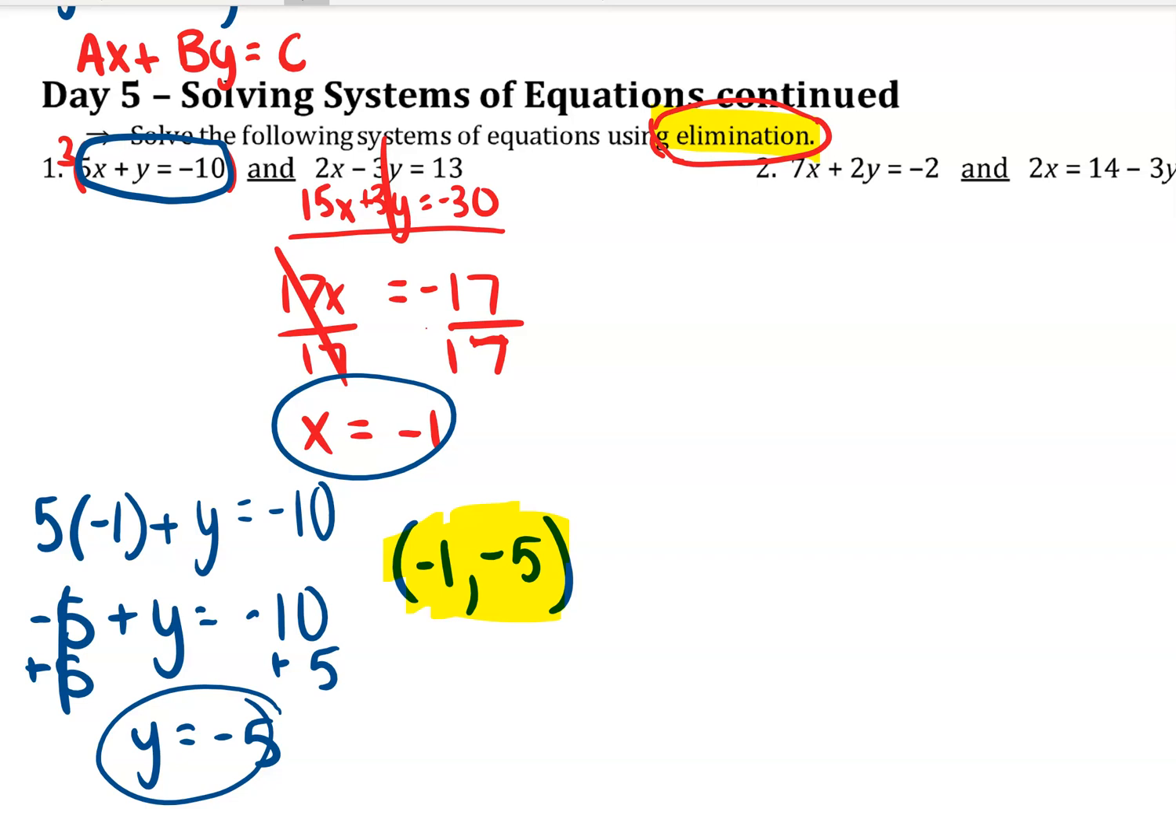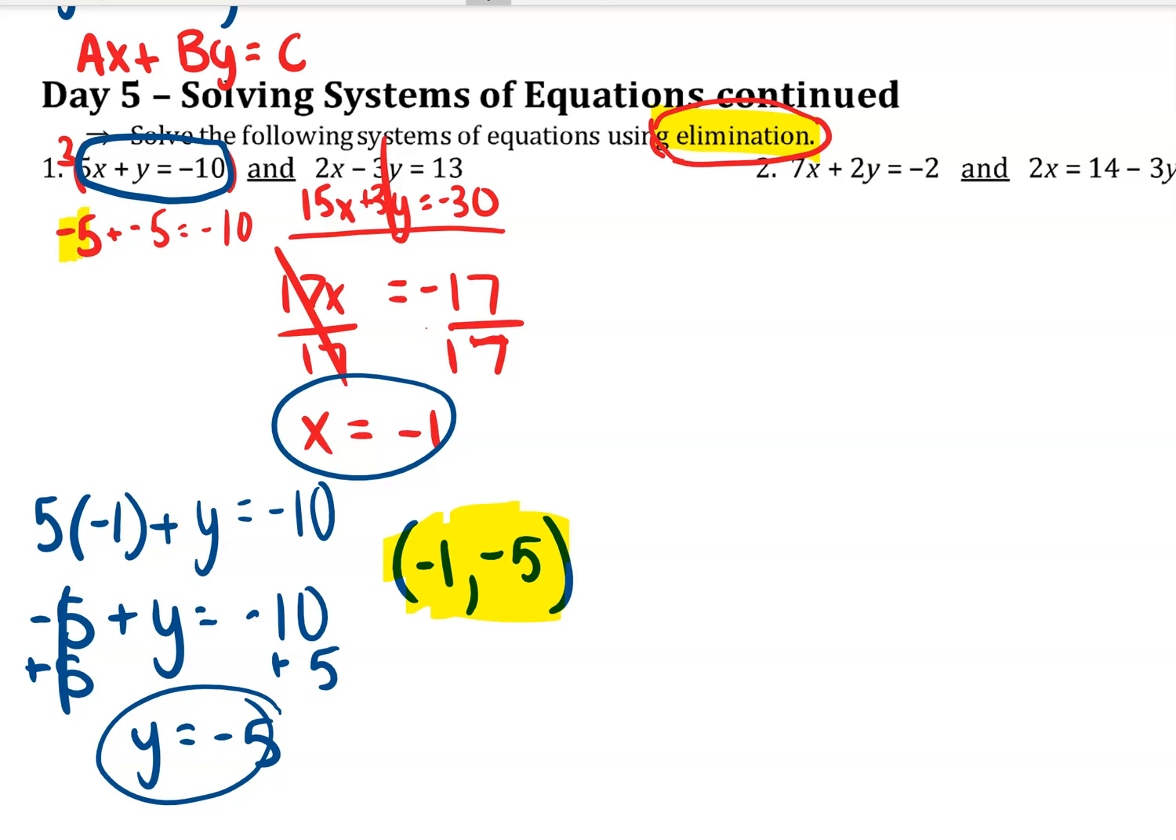But what I'm going to do is plug -1 in for the x. So we'll have 5 times -1, which is -5. And then I'm plugging -5 in for the y. So plus -5 equals -10. -5 plus -5 equals -10. That is true. -5 and -5 combine to give you -10. So it works for the first equation.